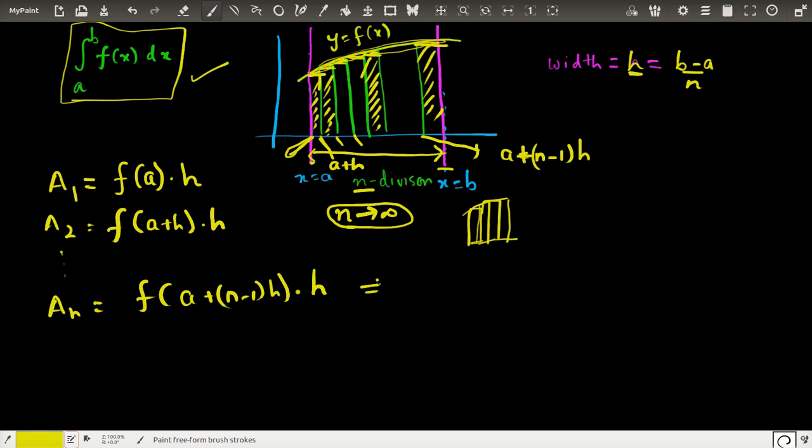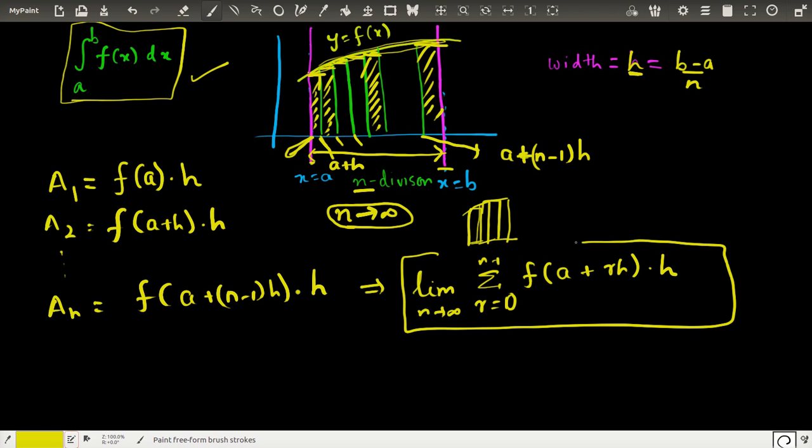So can we write this expression as a summation expression on which we can put a limit? Yes. First let's add all these areas. The summation a1, a2, till an, we can write as the summation with r going from 0 to n minus 1 of the functional value at a plus r h, into h. And if we put the limit n tending towards infinity, we are done. Clearly this expression from a to b we can write in terms of this limit.